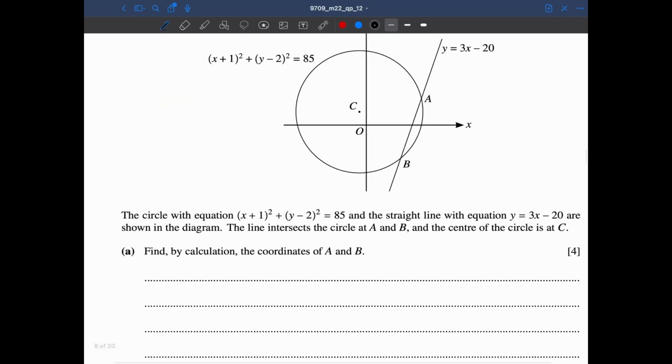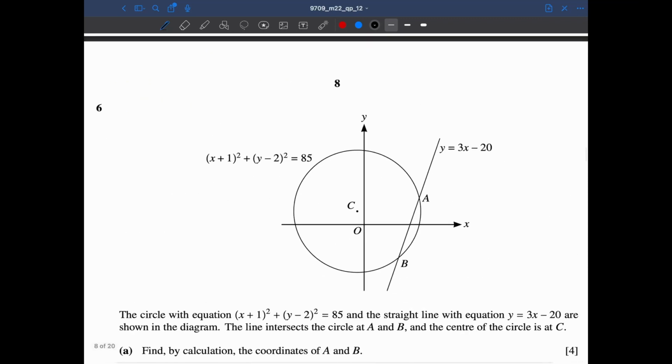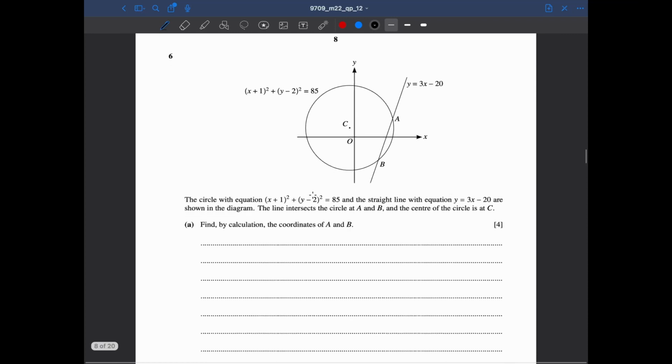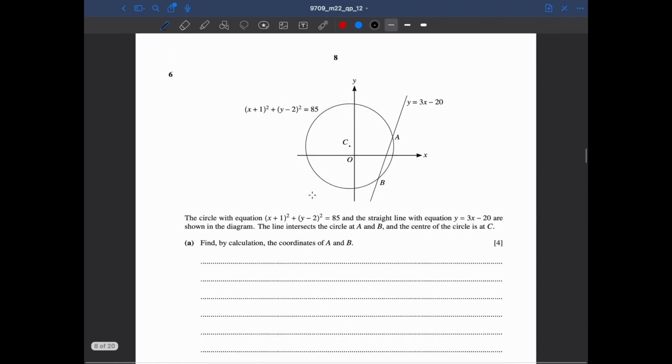All right. This is question 6. So let's look at question 6. The circle with the equation x plus 1 squared plus y minus 2 squared. So this is the equation of the circle. And what did we find out from it? The first piece of information: the center of the circle is (-1, 2). And the radius of the circle is square root of 85.